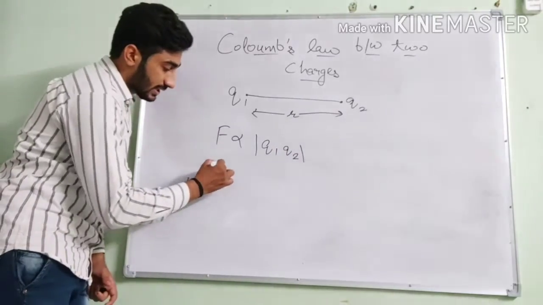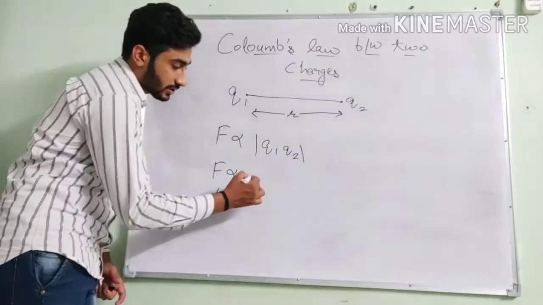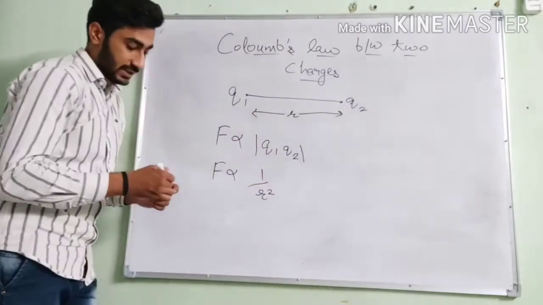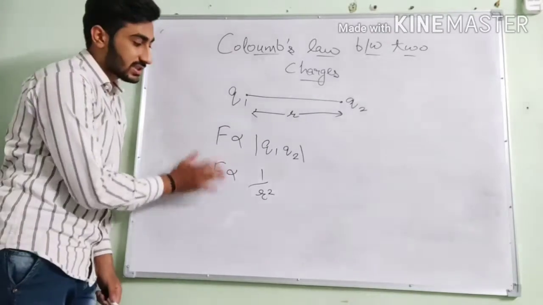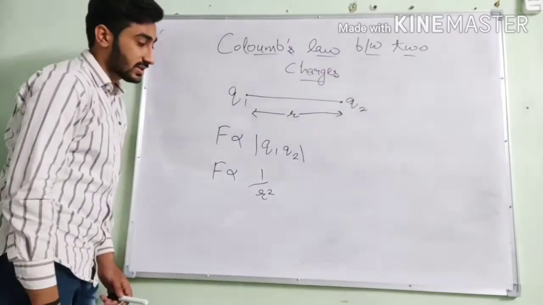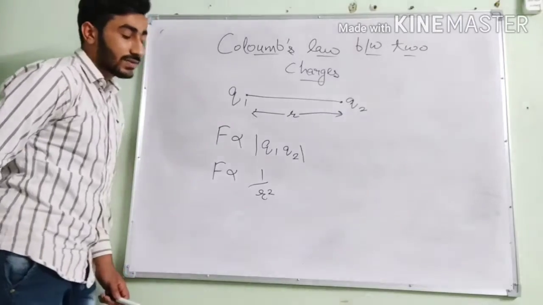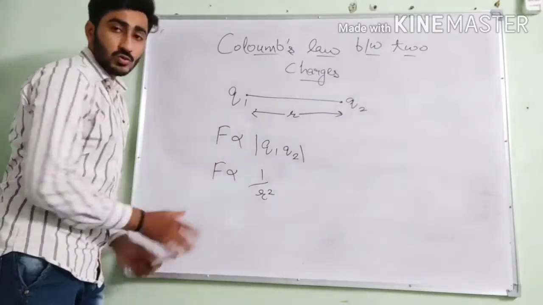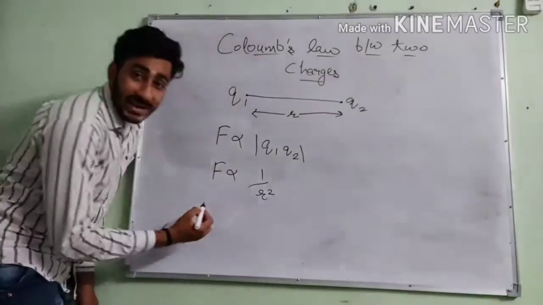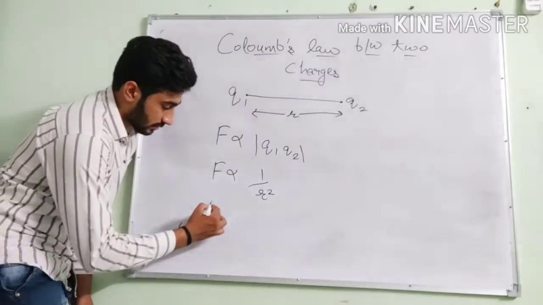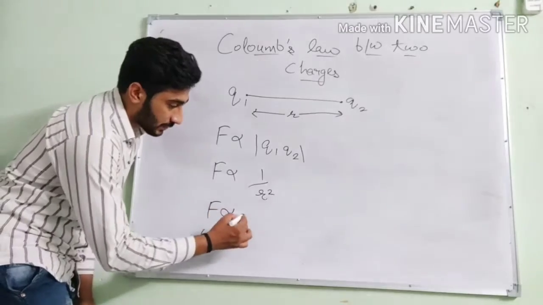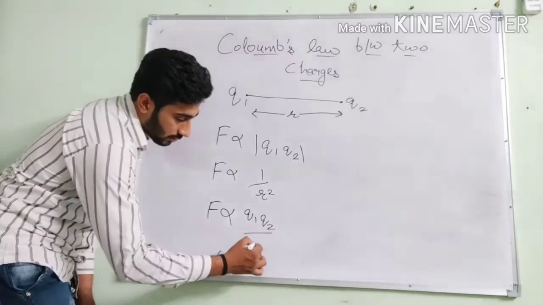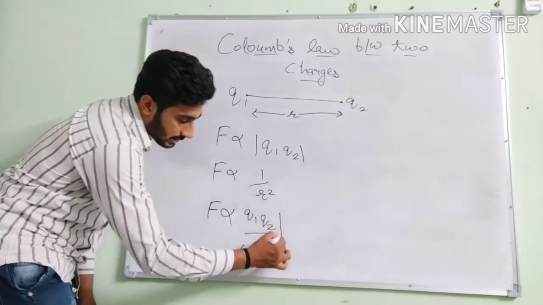And force is inversely proportional to the square of the distance between them. Now we are combining these two, and the final equation is force is directly proportional to Q1 Q2 over R square.